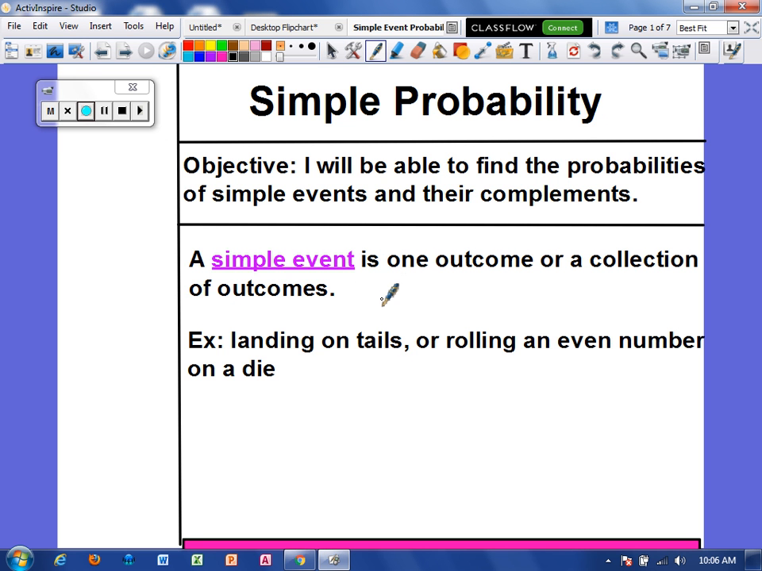Alright, so a simple event is an event that has one outcome or a collection of outcomes. The important thing to know about a simple event is that there is only one action that takes place. So some examples of simple events would be like flipping a coin and it lands on tails. That's one action that takes place. You just flip the coin. If you roll a die, that's one action that takes place. So that is a simple event.